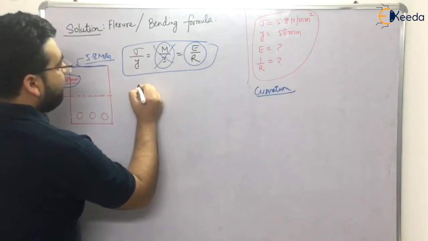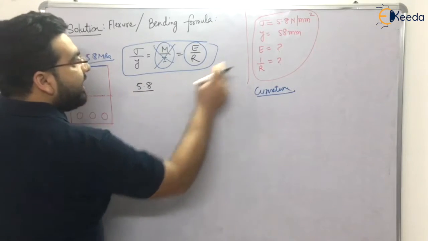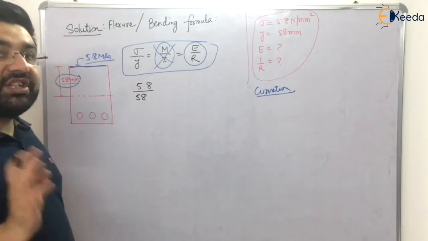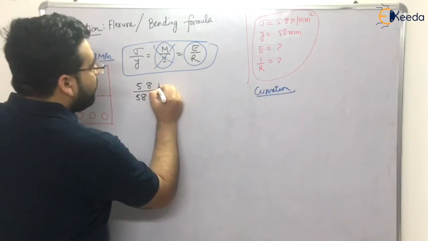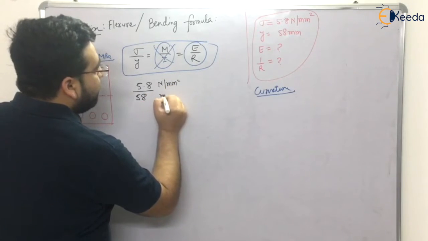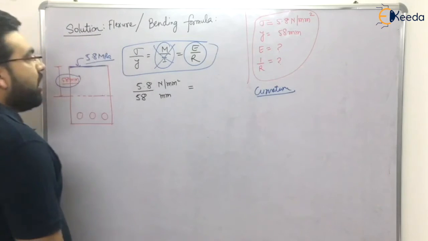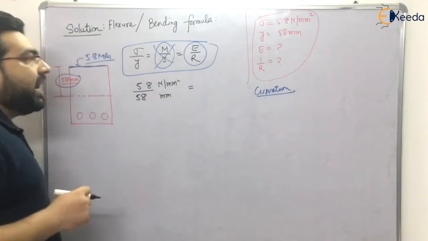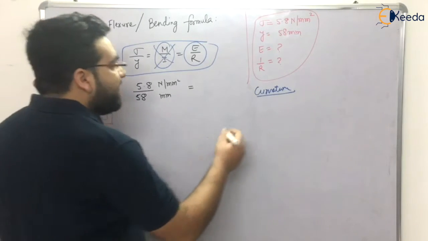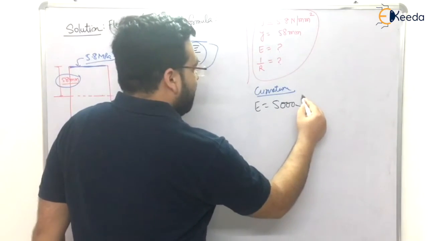So, sigma is 5.8 divided by y. Y is 58 mm. Always take into consideration the units also. So it is Newton per mm square and it is mm. Clear? It is equal to E by R. So how much is E? Now I told you that E is actually the initial elastic modulus of concrete and it is given in the IS code as E equals 5000 root FCK.